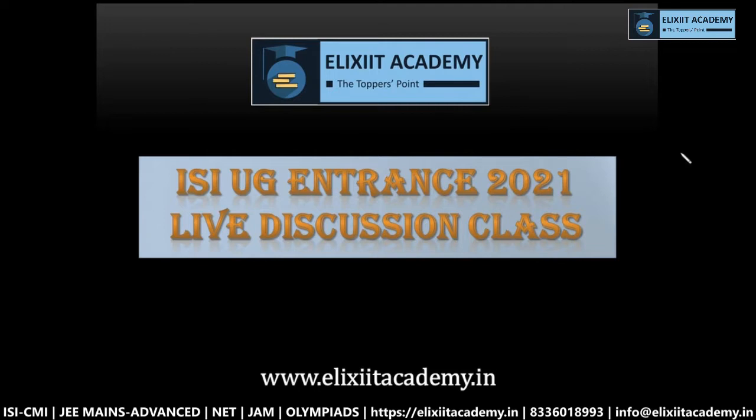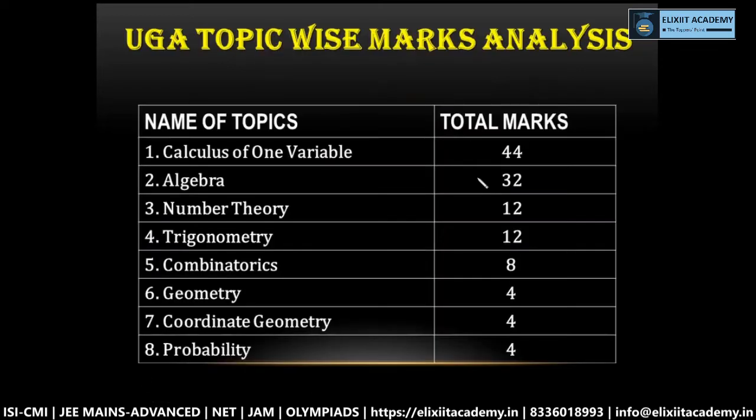So first of all, let's come down to the marks analysis. This is the topic-wise marks analysis this year for the UGA ISI entrance. Calculus of one variable had a total of 44 marks. Algebra had 32 marks, the second most important topic this time. Number theory had 12 marks, with each question carrying 4 marks.